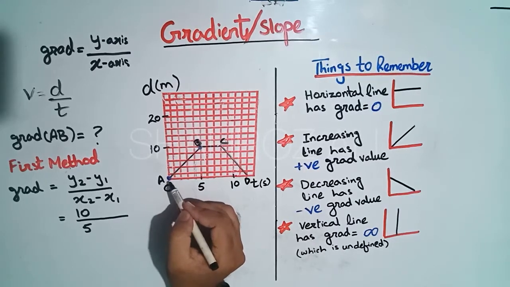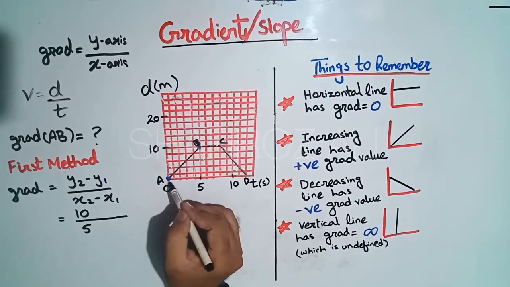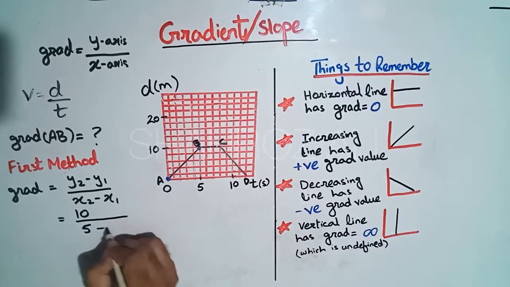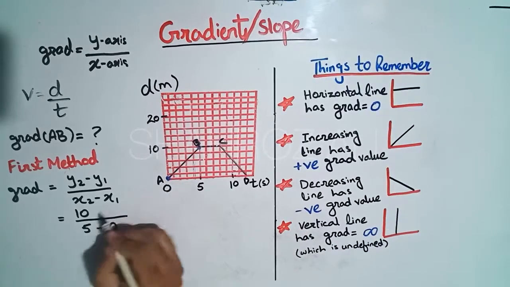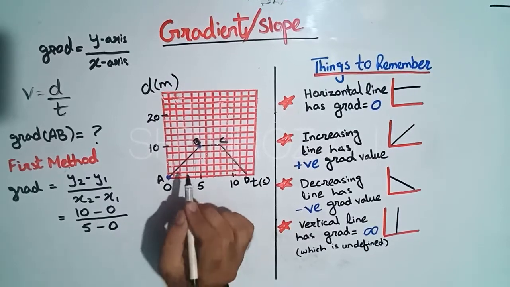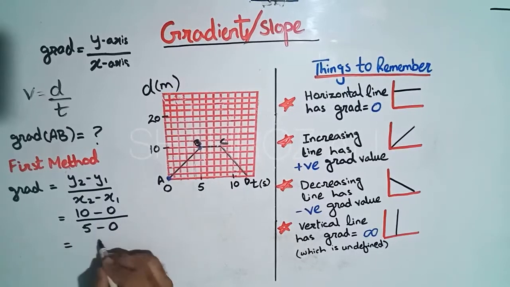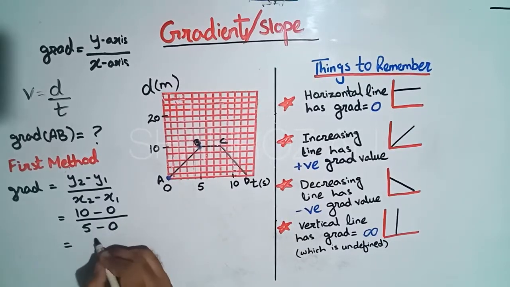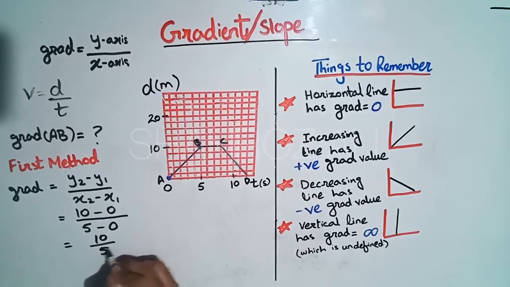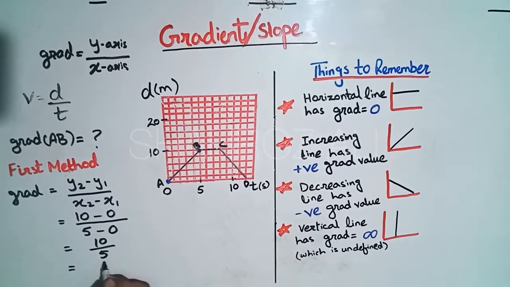At the origin, both the values of x and y are 0. When you watch the value from the x-axis, it is 0, and similarly for the y-axis, it is also 0. On the origin, both x and y have the same value, that is 0. So 10 minus 0 is equal to 10, and 5 minus 0 is equal to 5. By dividing, we get the answer 2.